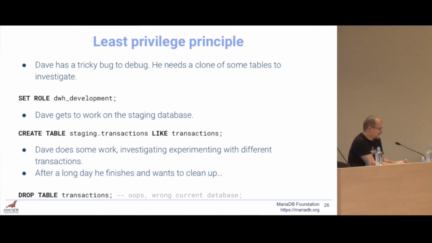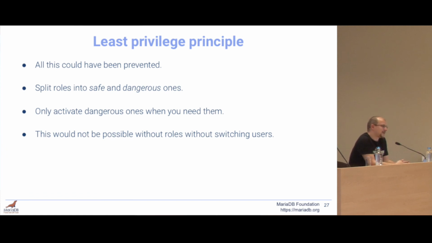So all this could have been avoided because you could split these privileges up into safe and dangerous ones. Like I said, there's no need to run around as root all the time. You just enable rights when you're really, really certain you need to do something on those production databases. And this sort of thing would not be possible unless you were to change users so that you get a different set of privileges. But you can do this with roles.